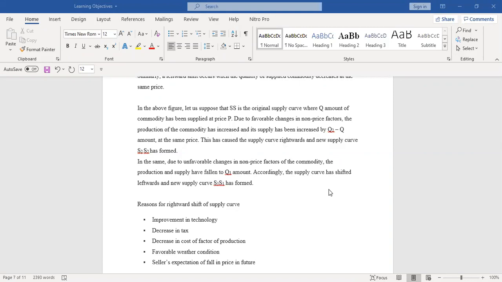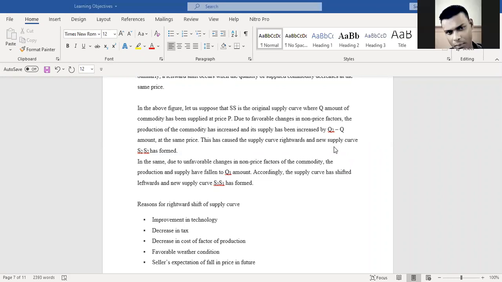Seller expectations of a fall in price in the future. I will explain this one for you guys. As a businessman, you open a business with the main intention of earning a profit. Let's be real, that's the bottom line. And if I'm selling a product and I expect, with years of experience in the business, that the price of this product is going to fall, which will significantly affect my profitability, then right now I will want to supply and sell out all that I have.